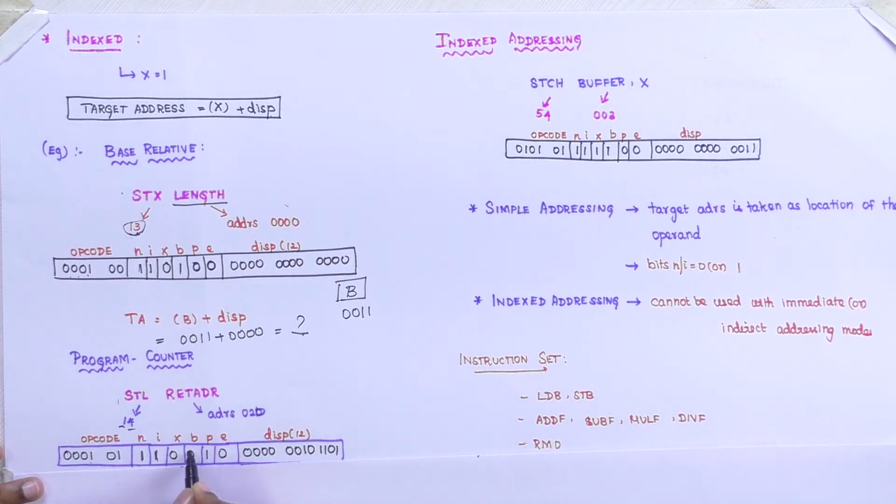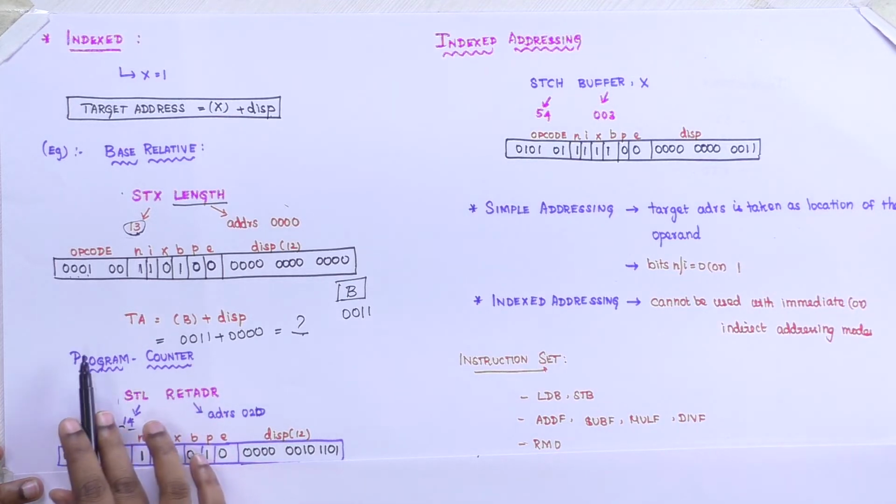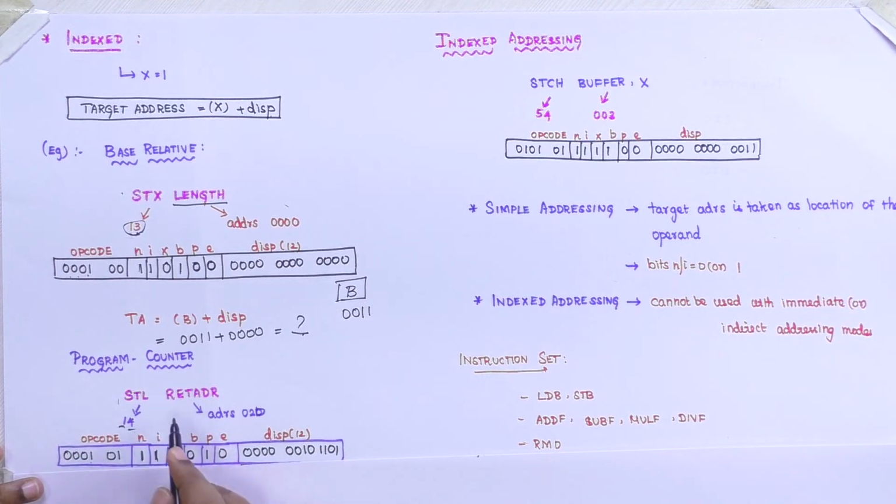X value is 0, B value is 0. Program counter addressing, this is an example for program counter. So the value of B is 0 and P is 1. Since it comes under format 3 addressing, the value of E is 0. Displacement is the address 0 to D. 0 is 0000, 2 is 0010 and D is 1101.